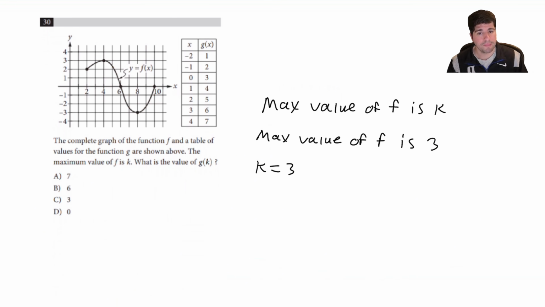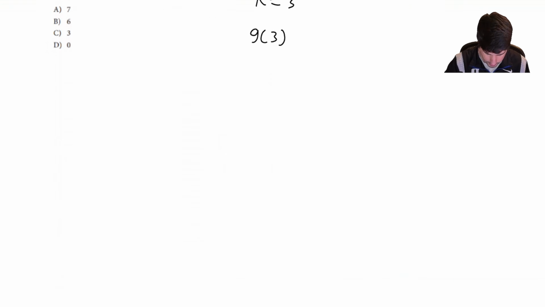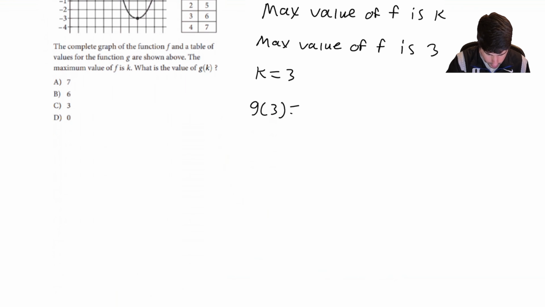Quite simple, right? And then we're asked, what is the value of g of k? So k is equal to 3, therefore they're just asking us for the value of g of 3. Looking here, the input of g is x, so when x is equal to 3, the value of g of 3 is 6. And there you have it.